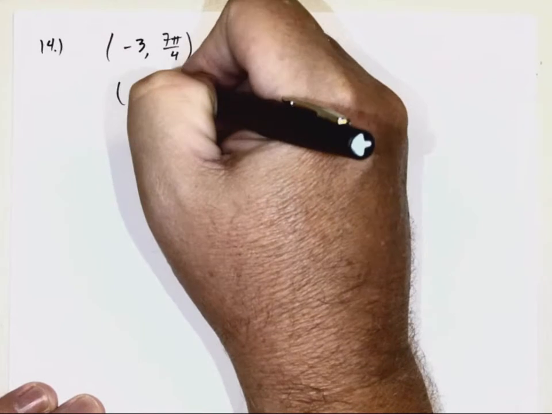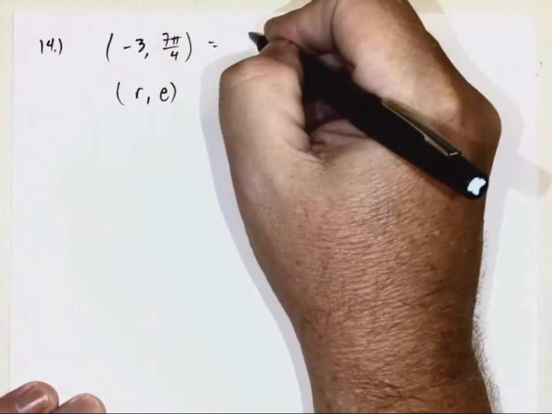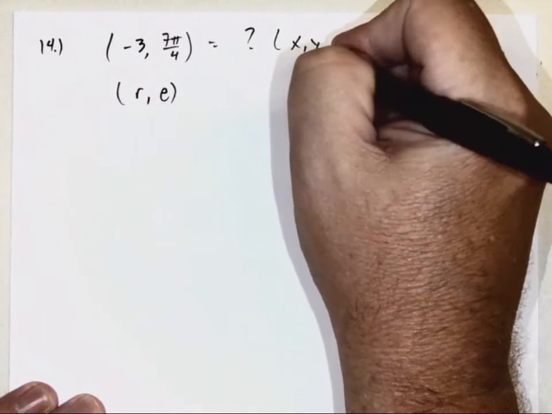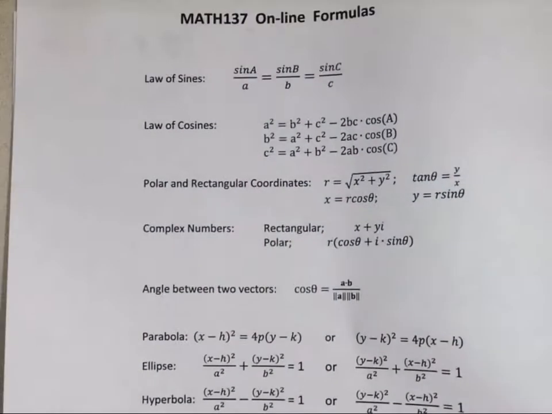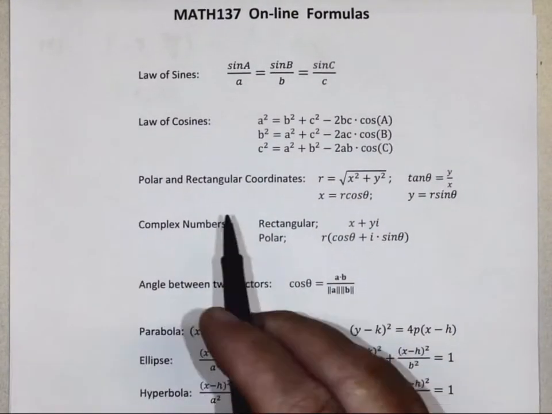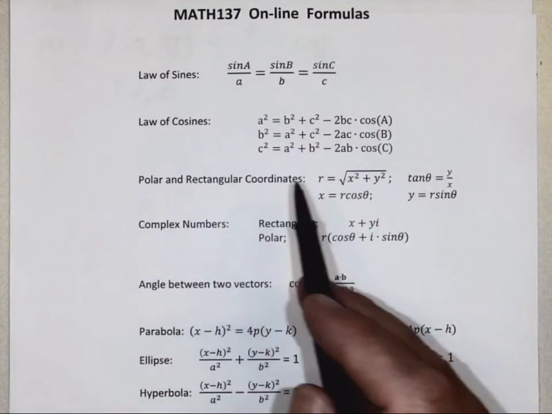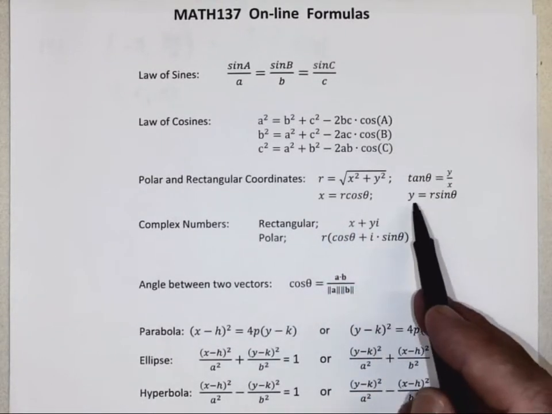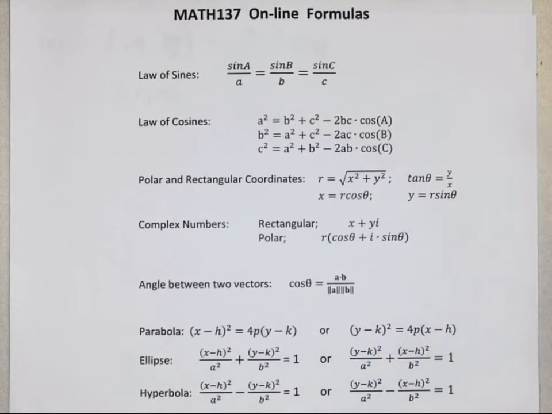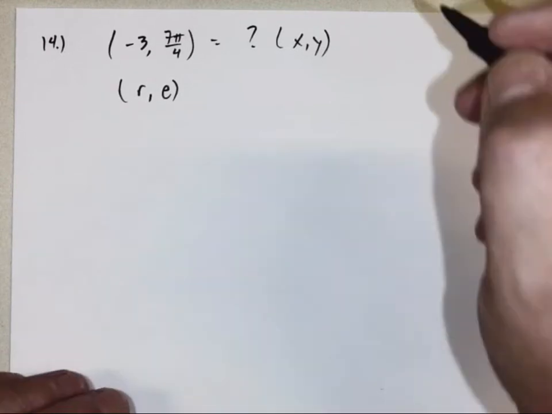So that's r, theta. And they want to know what is that in rectangular coordinates. So this is where you have the fortune of having the formula sheet. Polar and rectangular. X is r cosine theta. Y is r sine theta. Right?